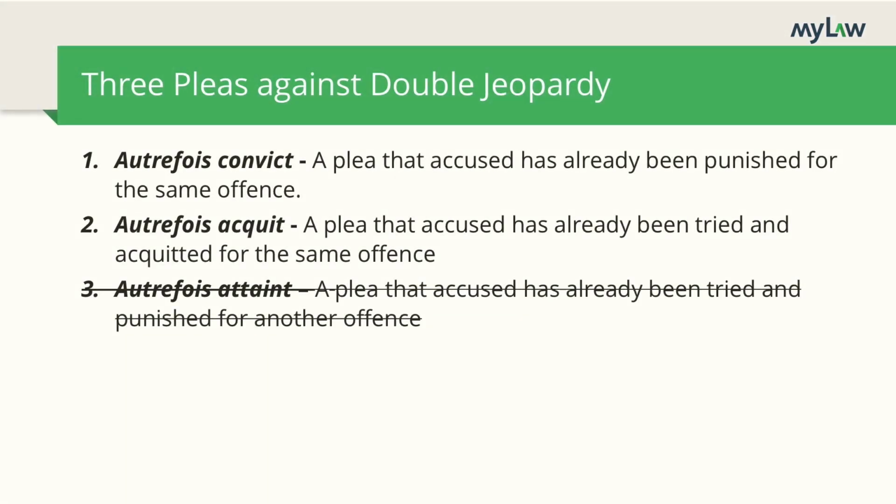The last plea of autrefois attaint has become largely obsolete in most jurisdictions. Double jeopardy protection is now restricted to prior conviction or acquittal. Article 20 Clause 2 grants the protection of autrefois convict alone. Notice that for the bar to apply, a person has to be prosecuted and punished and not merely tried twice. So, if a person has been acquitted in the first trial, there is no bar against a second trial.